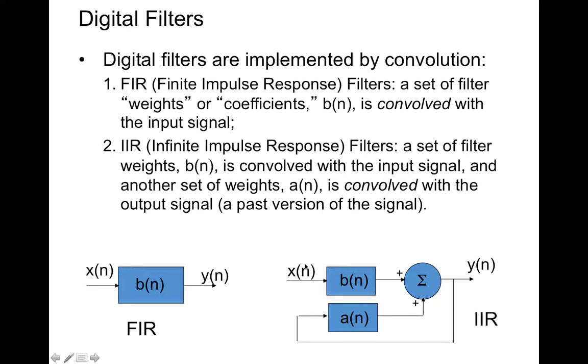In the infinite impulse response filter, we're adding the result of x of n convolved with b of n to a feedback parameter. So we take our output, feed it back, and convolve it with a different set of weights. We sum those two together and that's our new output. And so that would be our infinite impulse response filter implementation in block diagram form. It contains a feedback element.